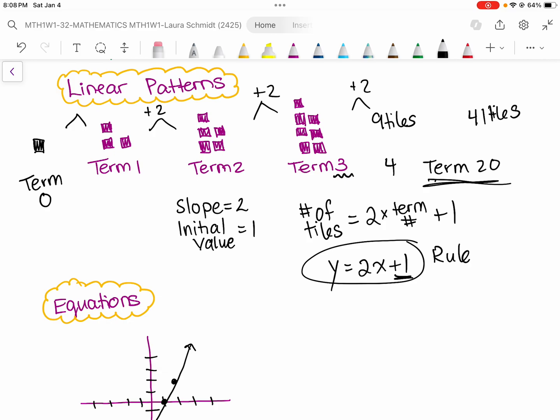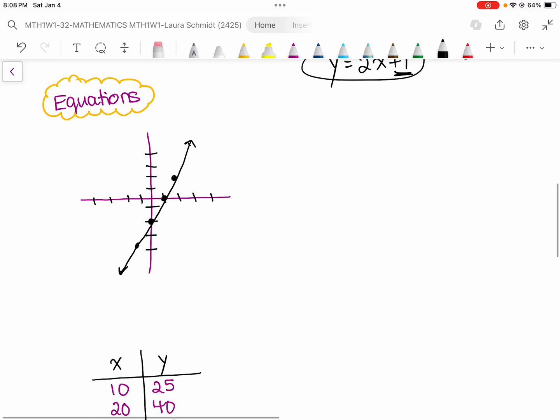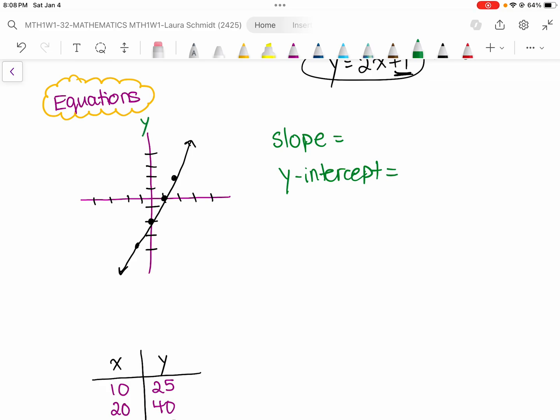So those are linear patterns. We also looked at equations. If we wanted to write the equation of a line, we learned that it'd be nice if we knew the slope and the y-intercept. We can find the y-intercept by looking at the y-axis and seeing where our line intercepts that. So right here at -2 is where our y-intercept is.